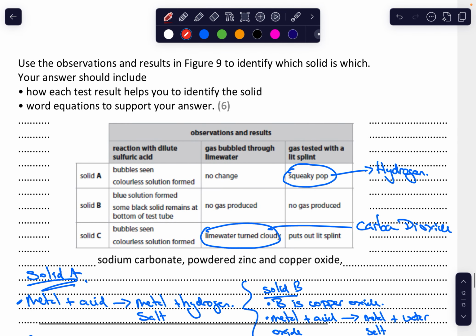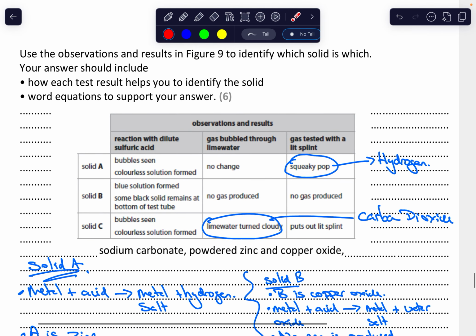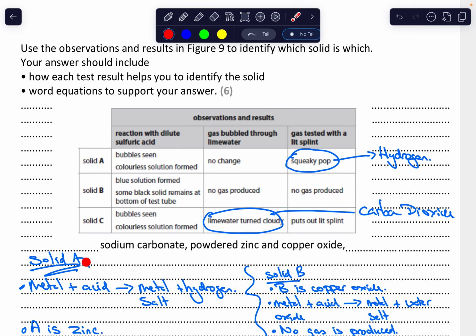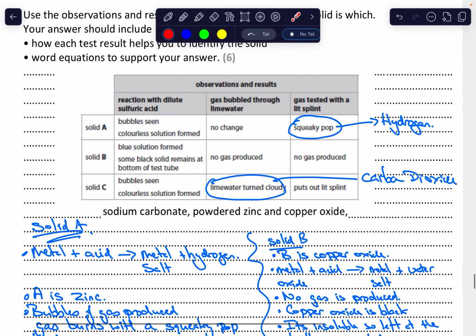So what I've done is I've taken the information from the table to here, just to help me navigate this with you. And I'm going to start with solid A. And again, I've written this down so I can just talk through it rather than write it at the same time with you.